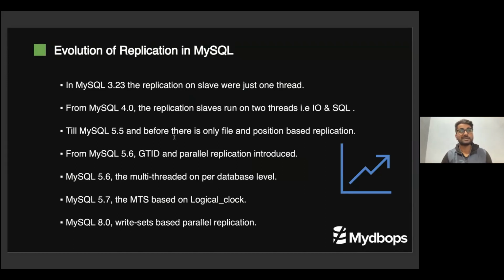From 5.5 there was a lot of change, meaning GTID came into the picture and parallel replication was introduced. MySQL 5.6 is multi-threaded at the database level, meaning all the transactions are tagged with a database name, and those transactions are applied parallelly on the slave. From 5.7, it has been based on logical clock, like parallel application based on logical clock. And from MySQL 8, writeset based replication has evolved.